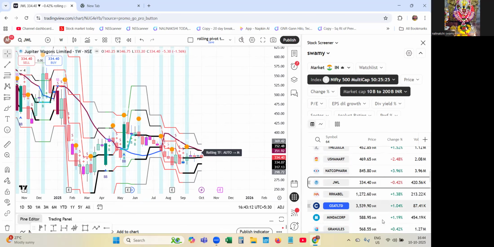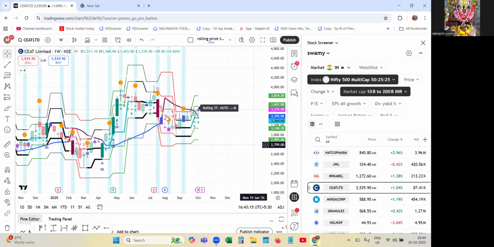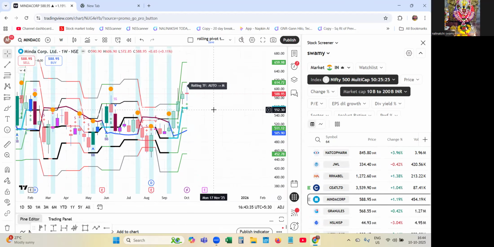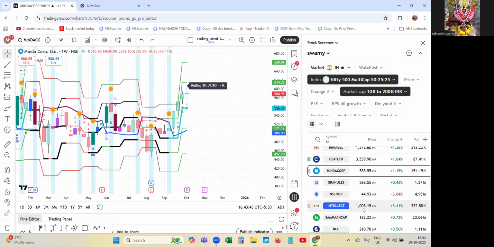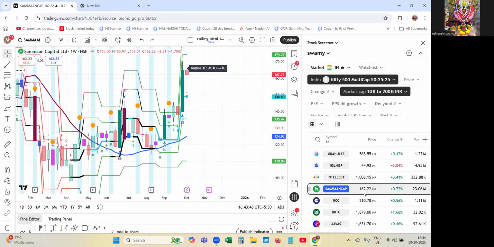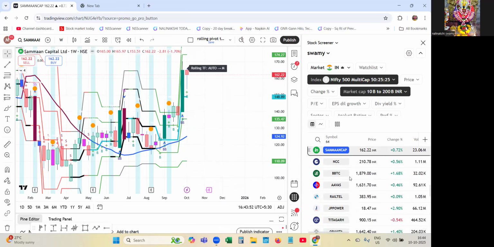This is not okay. Jupiter Wagons, Seat Limited. Seat Limited, now it has started showing reversal. Seat is showing reversal. You can put a green for this. Minda Corp also, it has already moved since 4 weeks. Last month, it is showing a dozy type of move. It may go sideways, better not this. Like that, you can select your own stocks. You can make your own decisions and you can put some capital like that.